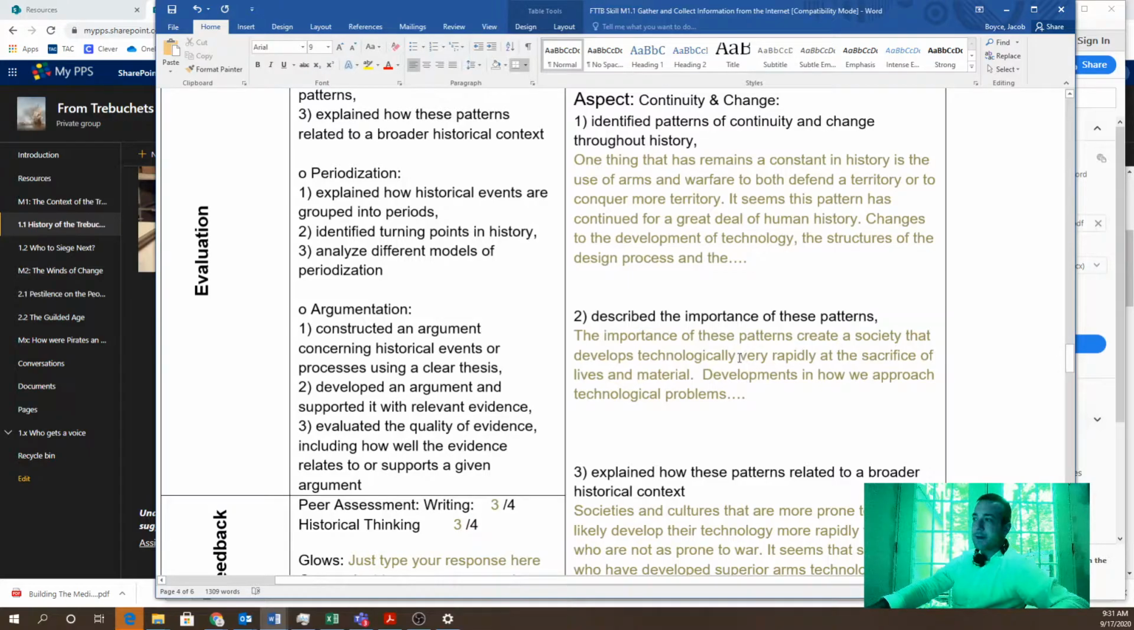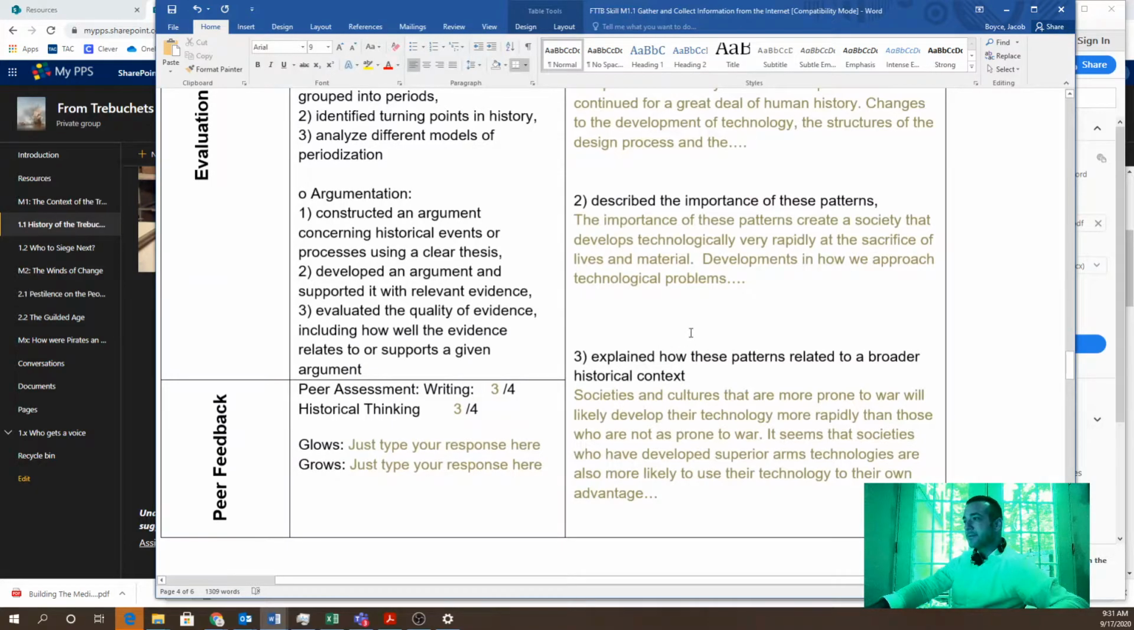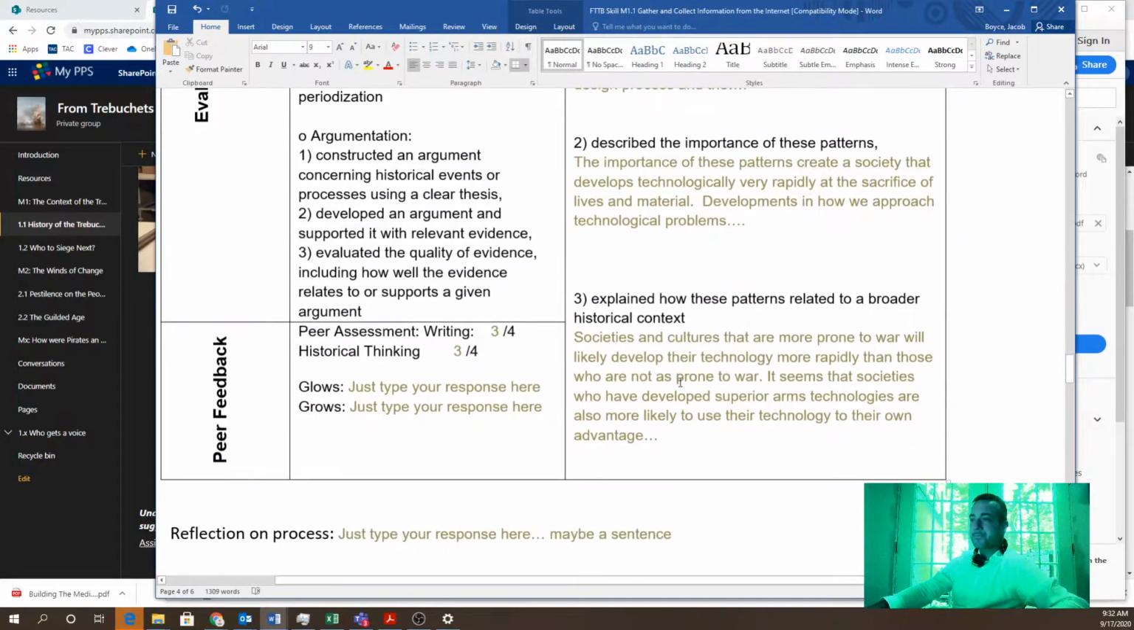The importance of these patterns that you've identified. And then finally, explain how these patterns relate to a broader historical context. How do they fit in to shape and define our world? I mean, the big picture here is we are trying to decide and figure out how our world is shaped and how our world is designed. And so that's another important aspect, is for you to decide how this works.